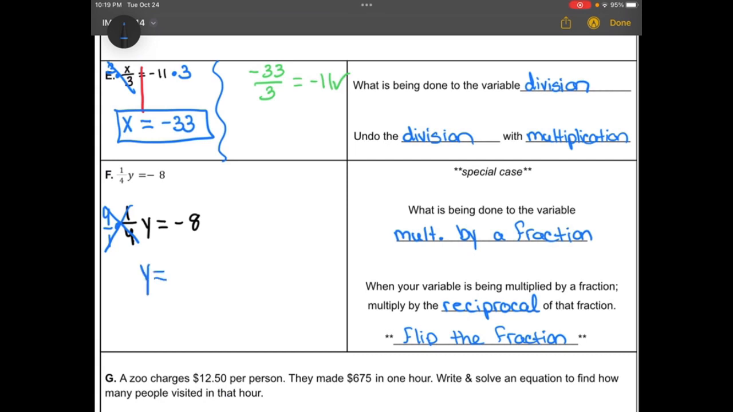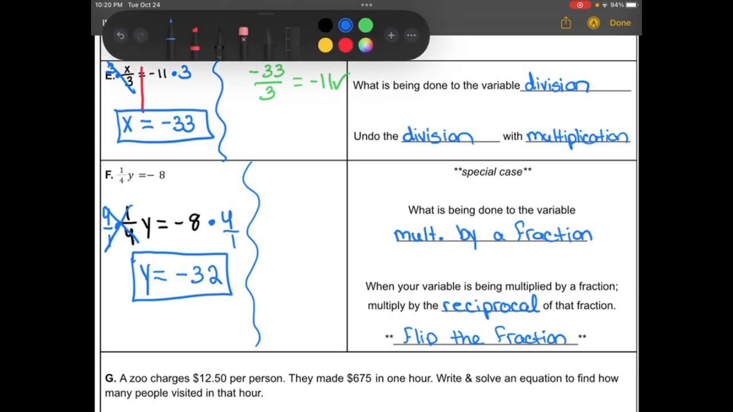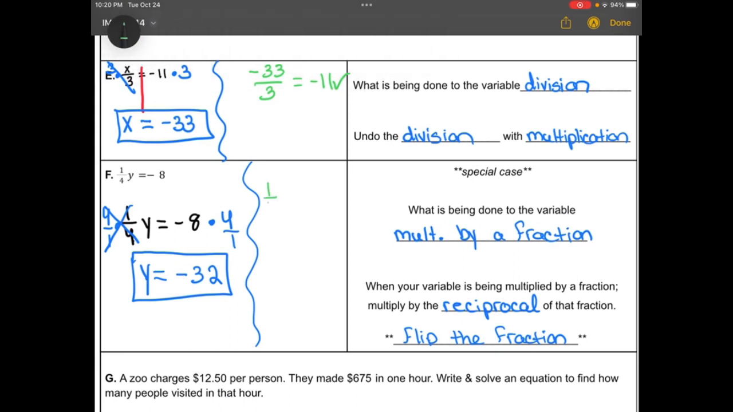Remember the rule. What you do to one side, you have to do to the other. So if I multiply the left side by 4/1, then I need to multiply the right side by 4/1. Calculate, and you should get negative 32. And you can also plug this back into the equation to make sure your answer is right. 1/4, instead of putting y, I'm going to put times -32. Type that in the calculator or do it in your head, and you should get -8.